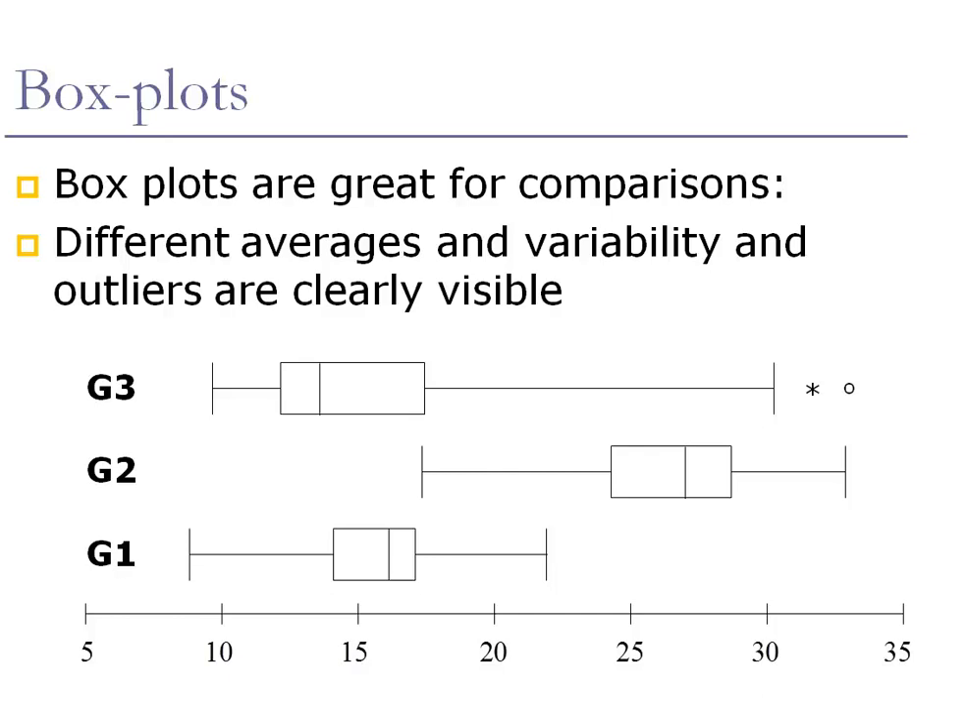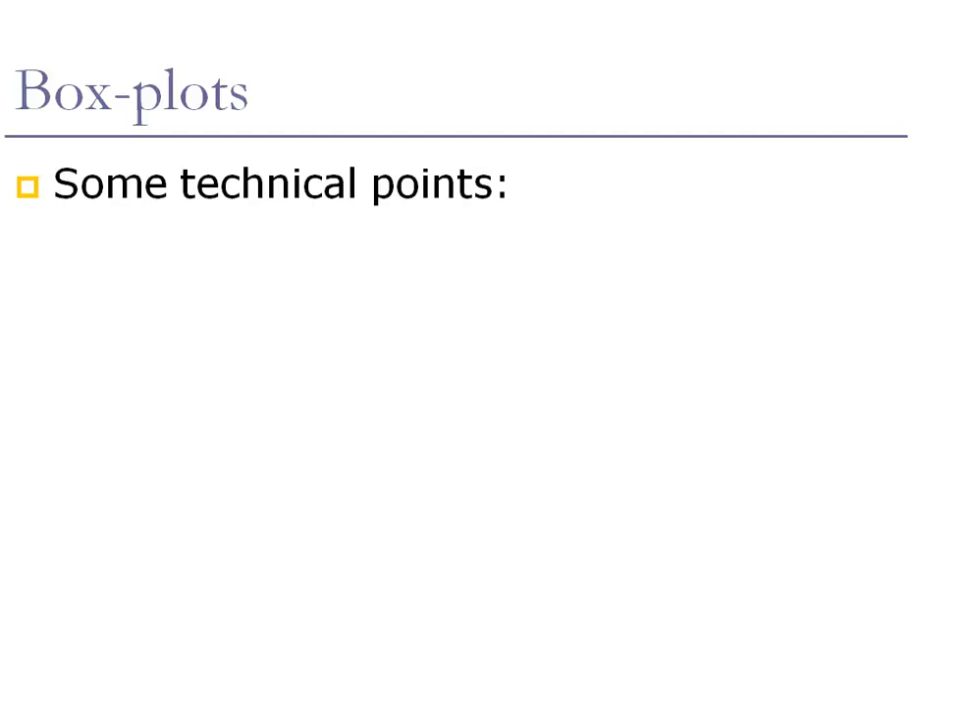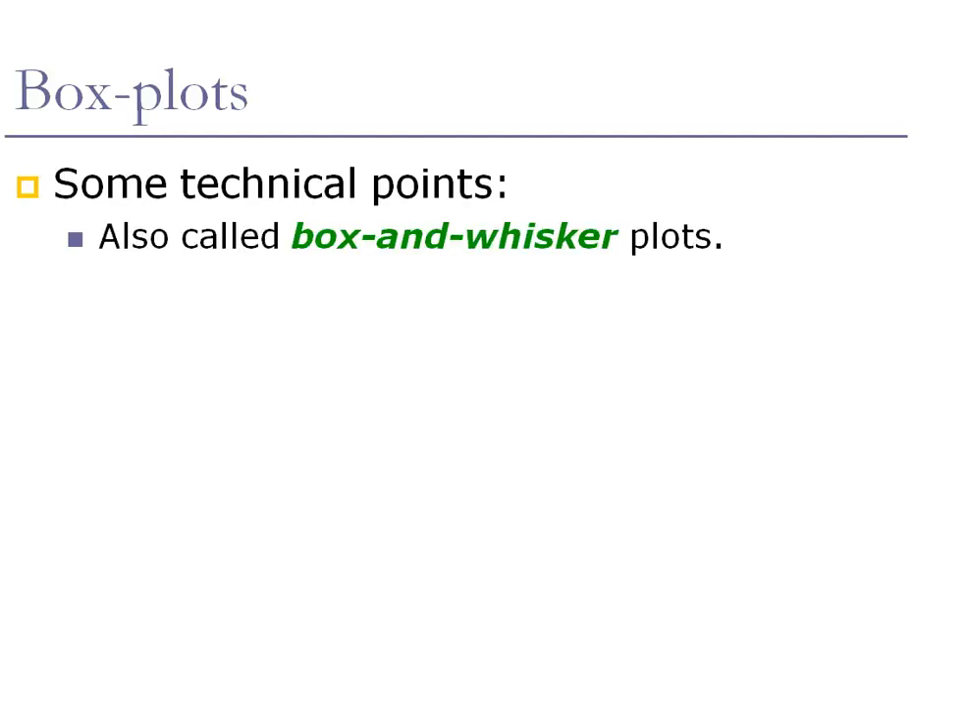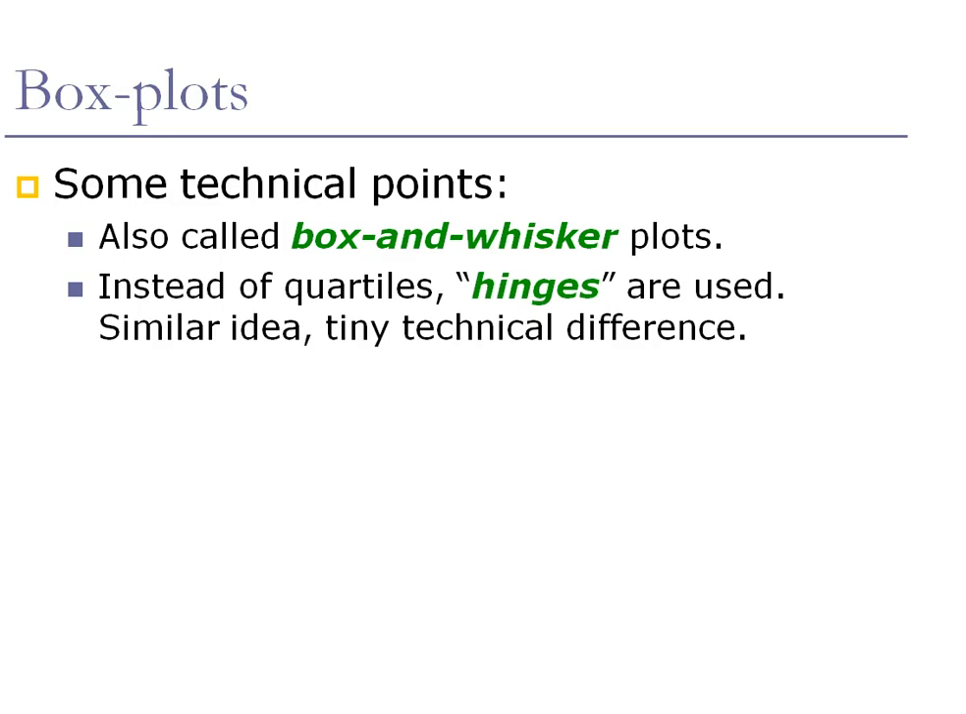There are actually some rules that people use in order to decide what is an outlier and what is not, but they're fairly arbitrary, so I'm not going to dwell on those very much. So, some technical points about these box plots. They're also called box and whisker plots because of course the box is the part that connects the quartiles and the median, but then there are the two whiskers that extend to the minimum and the maximum.